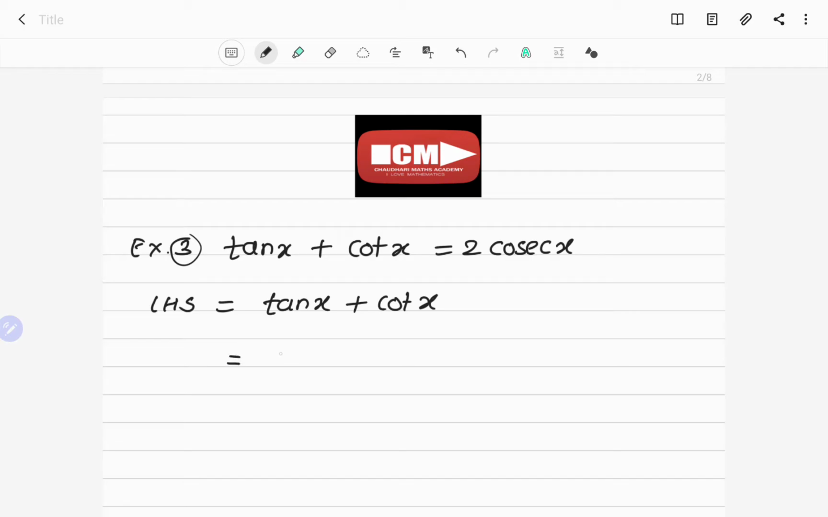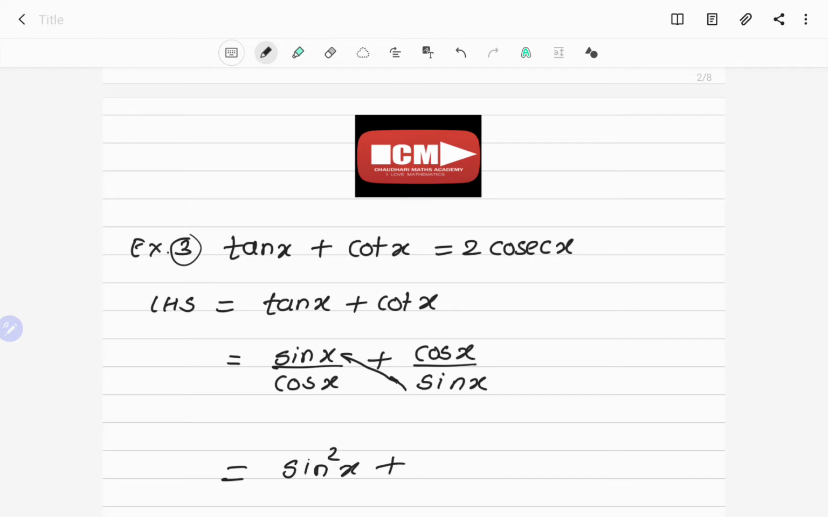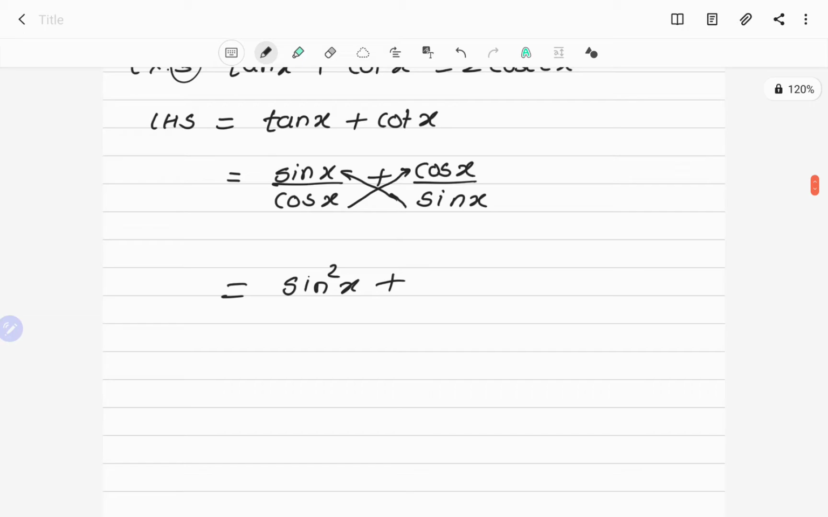But we know that tan x is sin x divided by cos x, and cot x is cos x divided by sin x. Then your next job is to cross multiply these things. Cross multiplying this sin x with this sin x leads to sin square x, plus then multiply this cos x over here, so this becomes cos square x. This is entirely divided by the multiplication of these two, sin x into cos x.